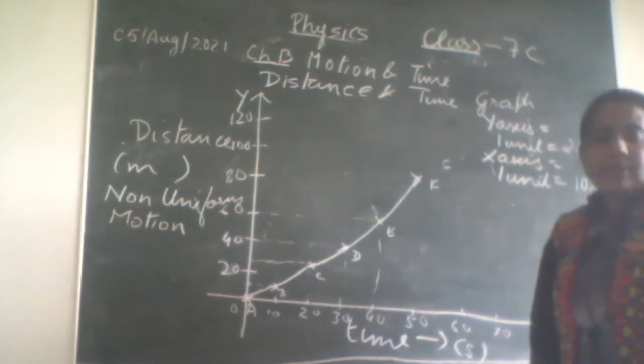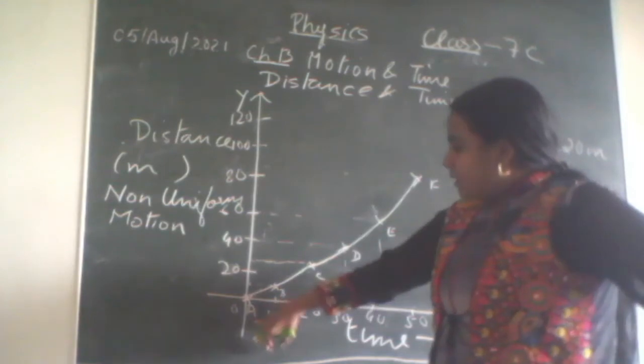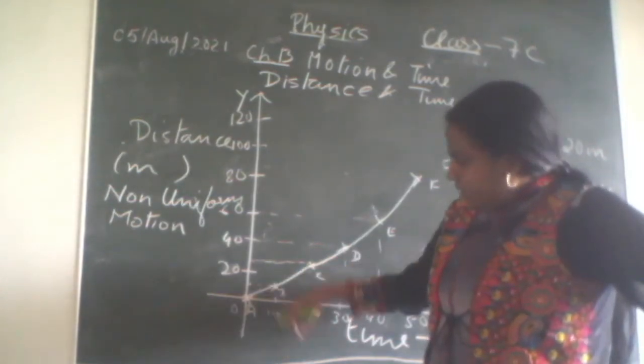Can we find out the speed of the body? We can find out the speed of parts. Yes. At A, how much is it? 0 meters per second. At B is how much? I think 2 divided by, how much was it?